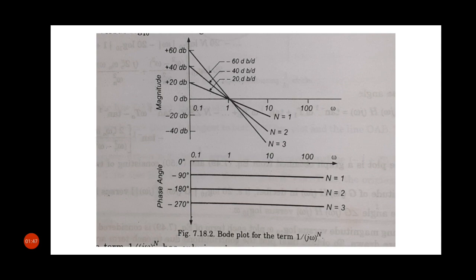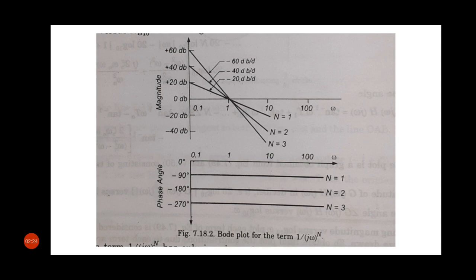So for the magnitude plot, if there is one pole at the origin, that is if n equals 1, then our graph is minus 20 dB per decade. If there are two poles, then our graph is minus 40 dB per decade. And if n equals 3, that means three poles lie at the origin, then our graph will be minus 60 dB per decade. Okay, so in this way plot the magnitude and phase angle graphs.